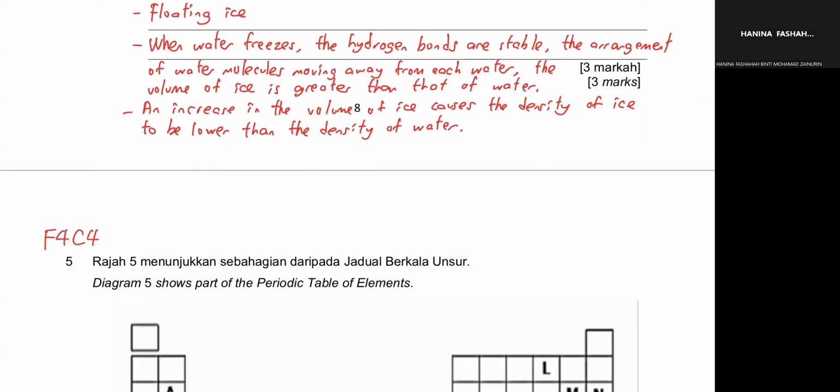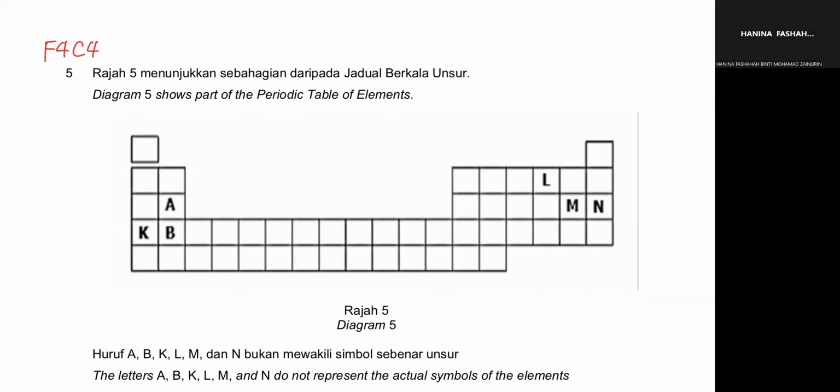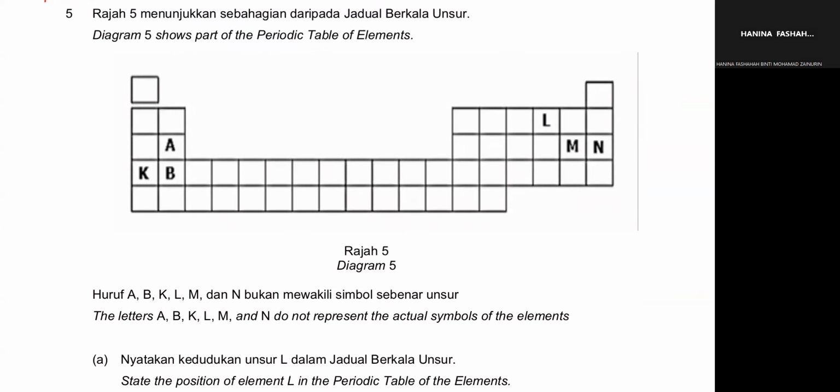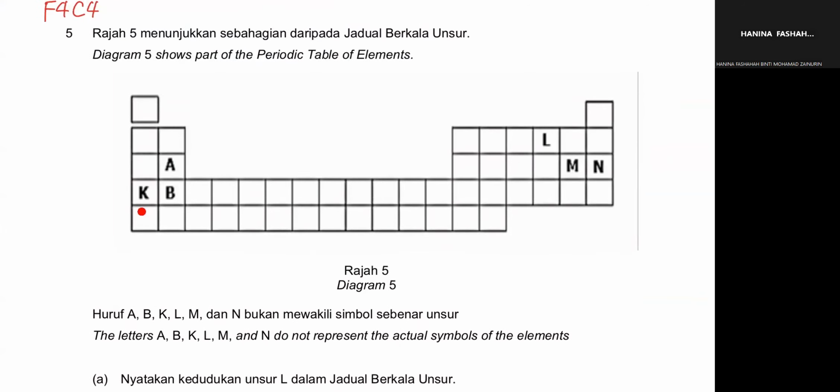Yep. Question 5. Question 5 is Composite 4. The given letters are not the actual symbols, but one is the actual symbol. K is still potassium here: lithium, sodium, potassium. But the other letters are not.